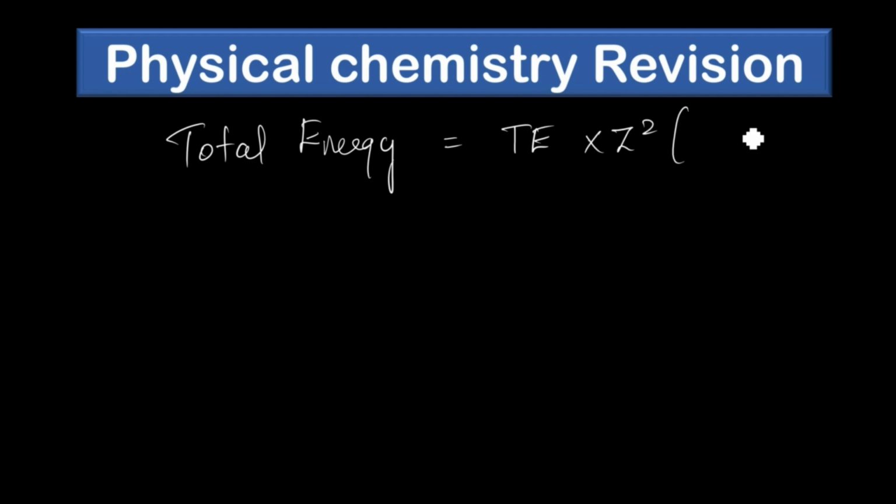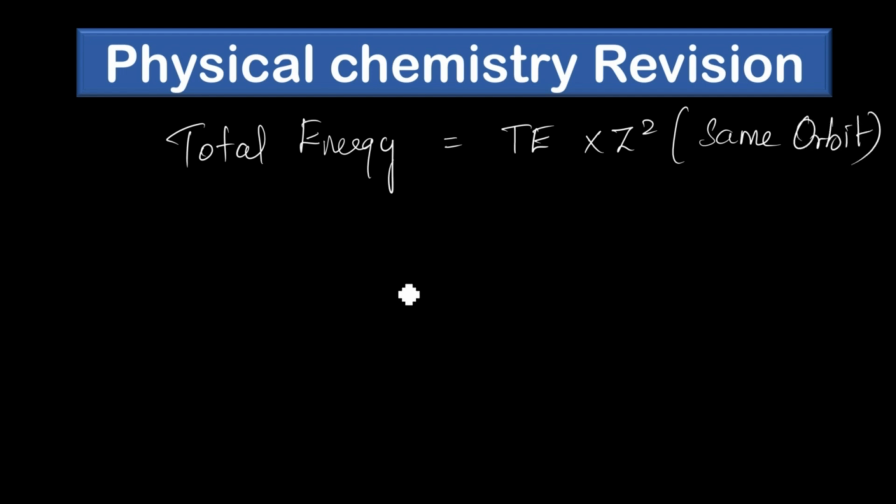Then comes the important shortcuts to find the values. If they are asking for total energy, then for any species like hydrogen-like species, you have to go about total energy of hydrogen into Z square for the same orbit, if they are asking.